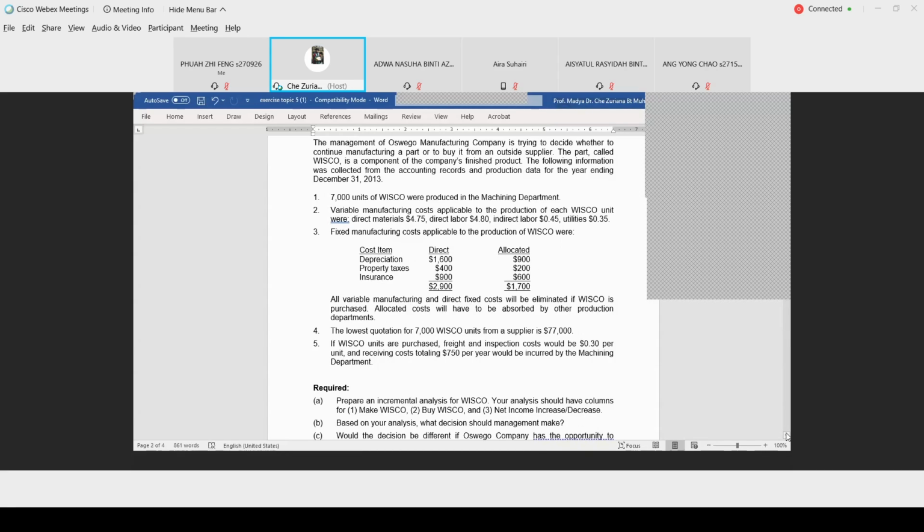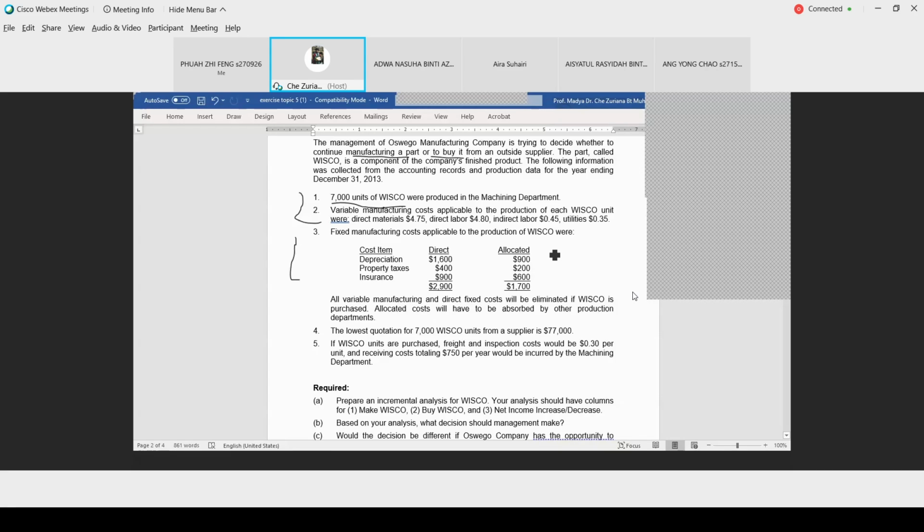Management of Oswego Manufacturing Company is trying to decide whether to continue manufacturing a part or to buy from outside. Okay, so ada dua lah. Manufacture or buy. The part called Visco, component of the company finished product. Okay, so this is the information. Produce 7,000 units of Visco at machining department. And then this is variable cost related to the production. Okay, all the variable costs. And then this is also fixed cost. And then fixed cost here, first direct and then second allocated.